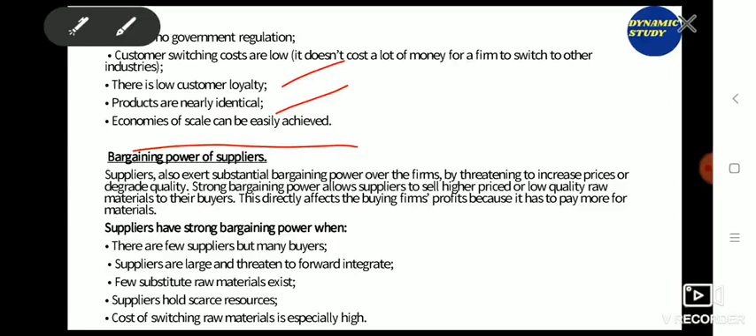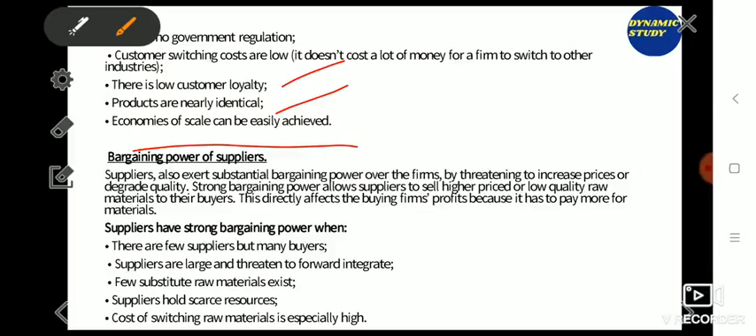So here the supplier is the kingpin, that is, they have the complete power. Supplier also exerts substantial bargaining power over the firms. How are the suppliers using the bargaining power? They threaten to increase the prices. If the suppliers have that bargaining power, they will increase the price of the product, and likewise they will also reduce the quality of the product. They will degrade the quality of the product. Why? Because the suppliers have the bargaining power.